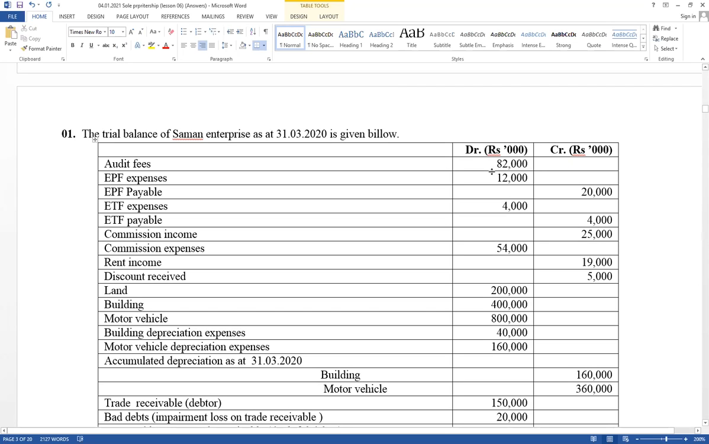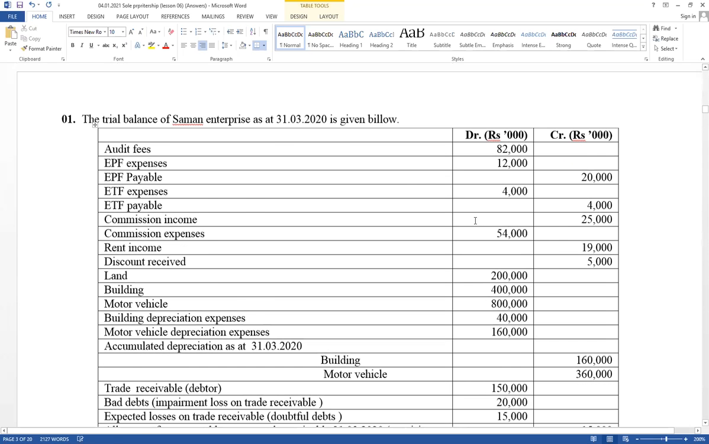Assets, liability and equity should be included under financial position. Right now, think about income statement.